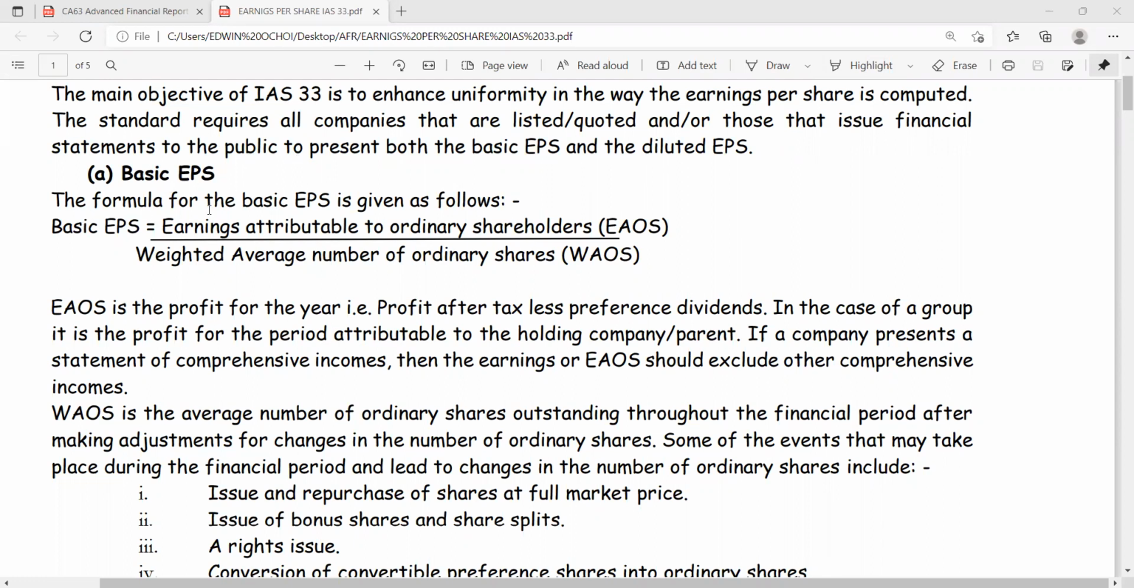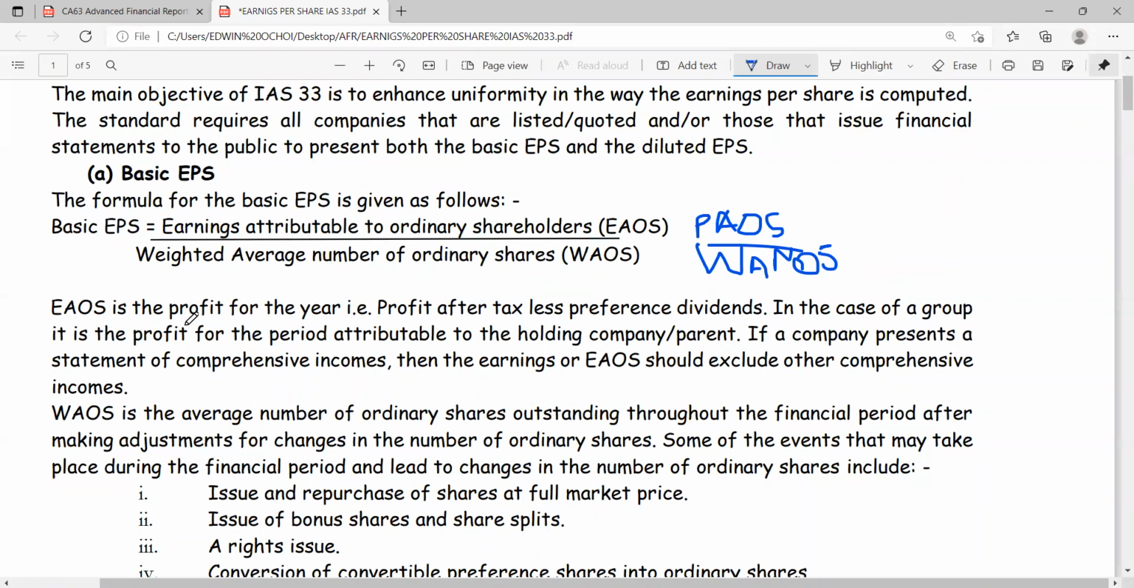The formula for the basic EPS is given by profit attributable to ordinary shareholders. On this one, I use earnings, which is the same as profit. In my scenario, I would be saying profit attributable to ordinary shareholders divided by the weighted average number of ordinary shares. I would be using pounds over ones, the one we used last time, and that is the one I will continue with.